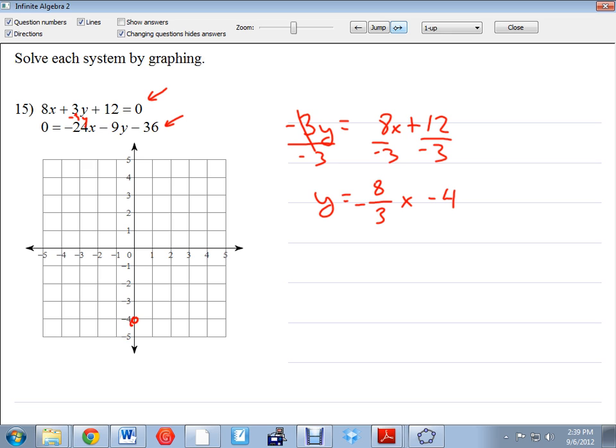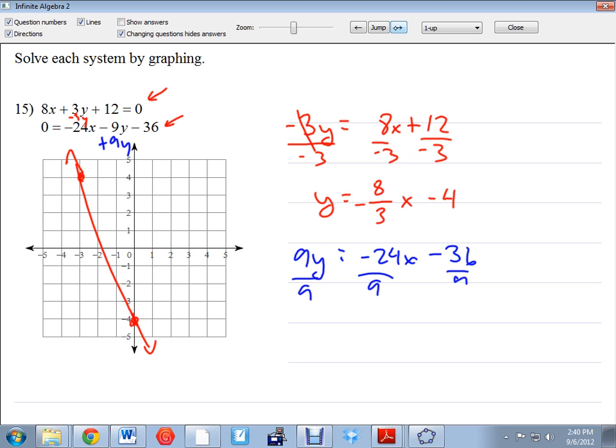We can graph that by going to -4. We can't go down, so we'll go up 8 and over 3, and that'll get me another point right there. So we connect it, there's our line. Now the second equation looks extremely different, but we can make it so it's the same as the first one by adding 9y, giving me 9y is equal to -24x minus 36. And you may notice that whenever I do my division by 9 on everything, I'll have y is equal to -8/3 x minus 4, which is an identical equation.